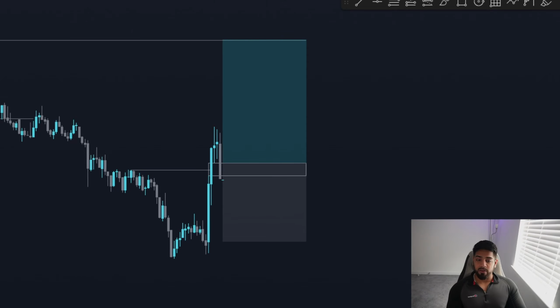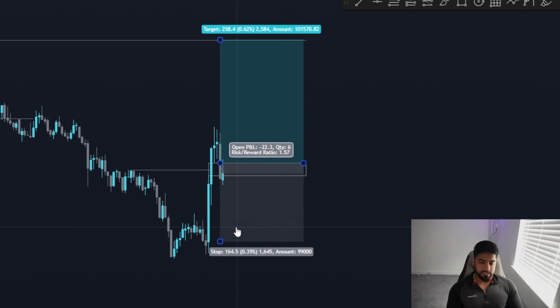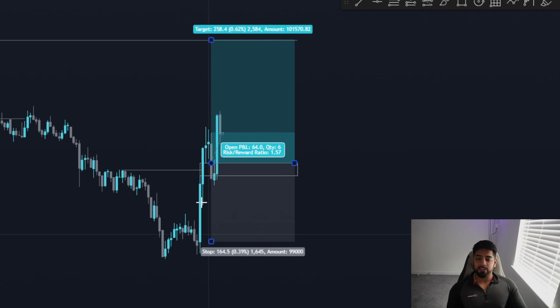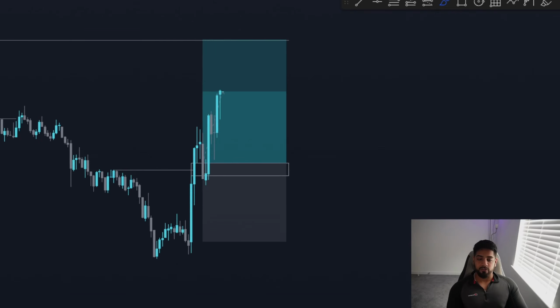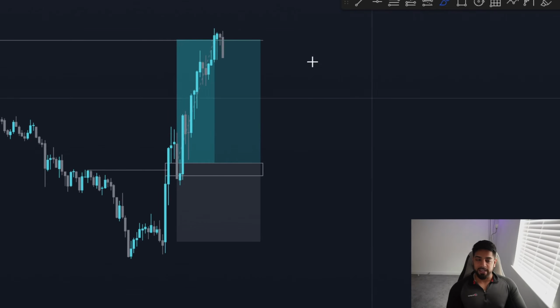Now we're simply just going to wait for price to come back, tap us in as it does right there. And then as you can see, literally no drawdown on this trade. We went a little bit into drawdown, but next to nothing. And from there, we literally just rocket straight to take profit. So it's nice and simple.